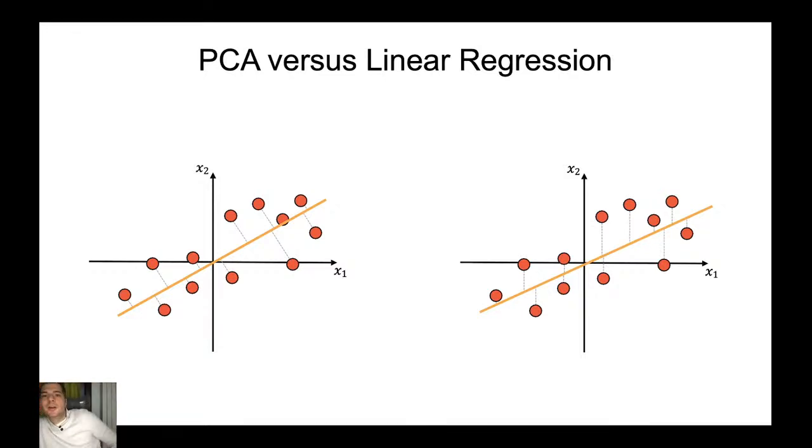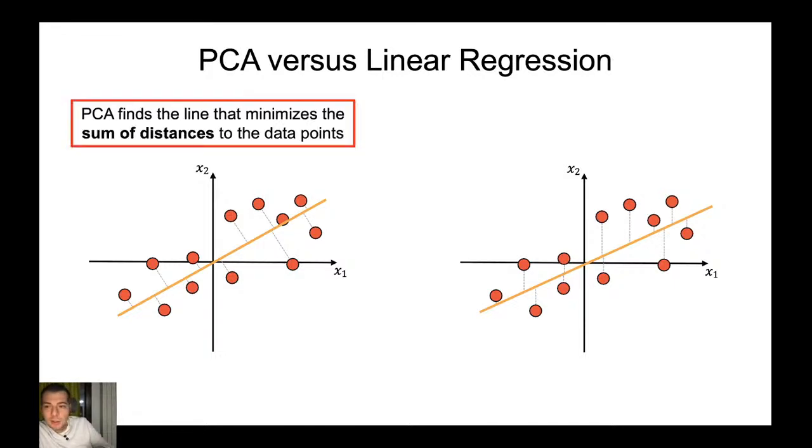So one remark here is that PCA is not doing exactly linear regression. Recall that when we discussed kernel methods, we discussed linear regression. It is a fine difference here actually.